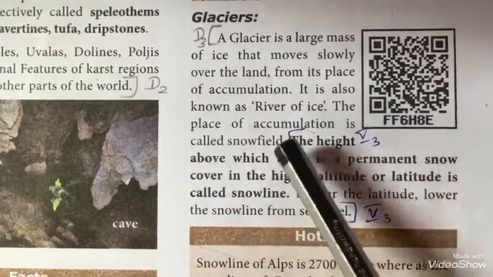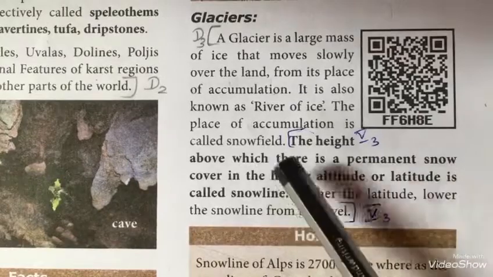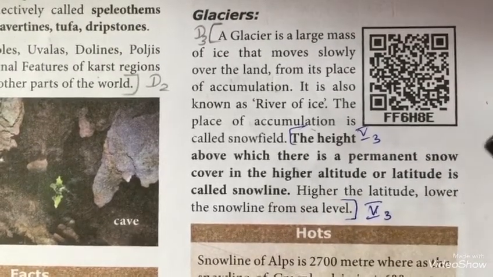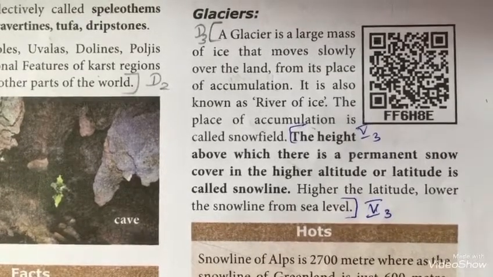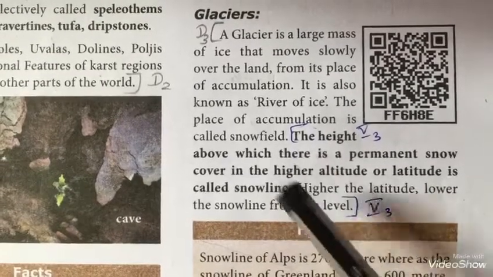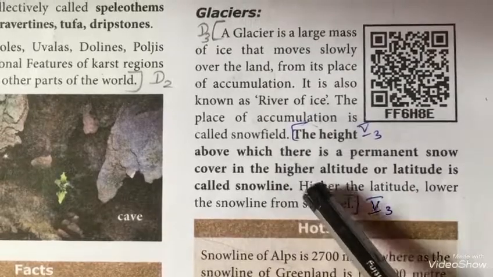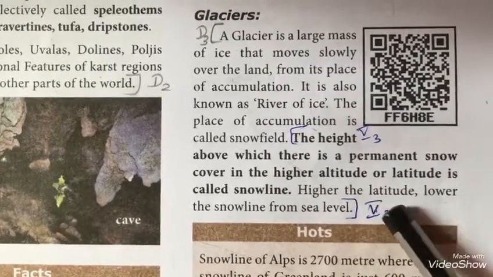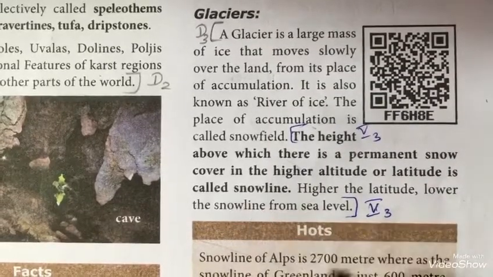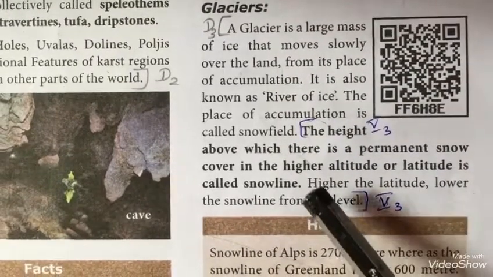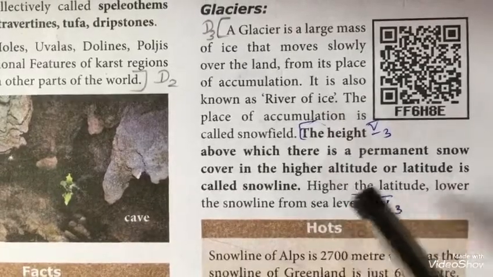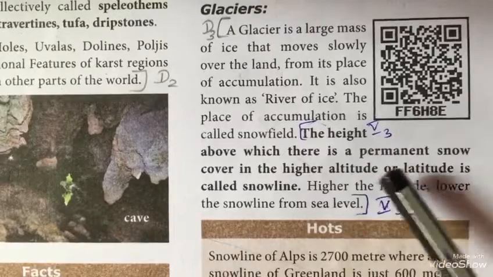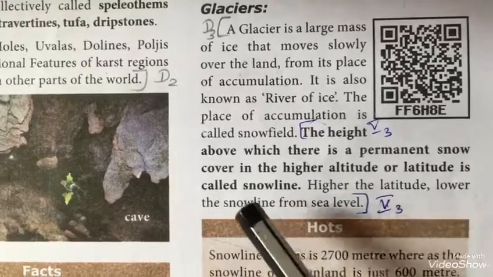The place of accumulation is called snowfield. So the place where the large mass of ice is collected together is called snowfield. The height above which there is a permanent snow cover in the higher altitude or latitude is called snow line. So in the higher altitude and latitude places, the snow will be permanently covered, and this is known as snow line.